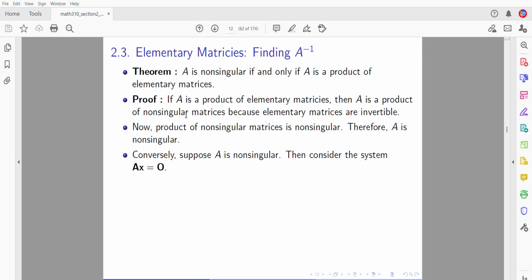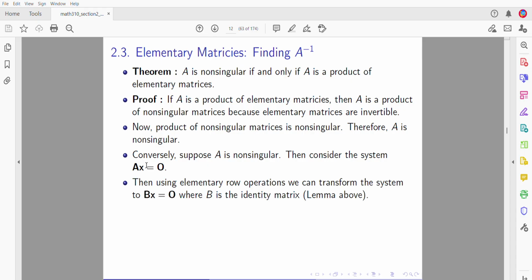Conversely, suppose A is non-singular. Then consider the system AX equals 0. Use elementary row operations. We can convert it to Bx equals 0, where B is the identity matrix we just saw in our previous lemma. That is, B is identity, which in turn is a bunch of elementary matrices multiplied to A on the left. Okay? B is all of this.